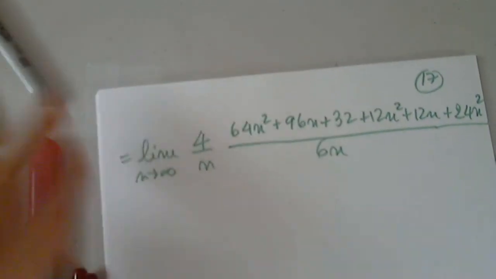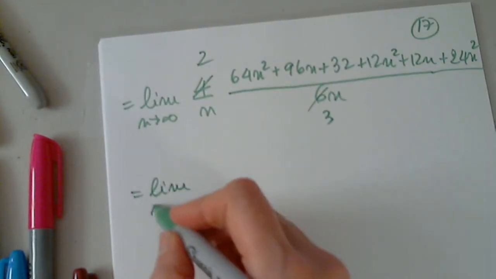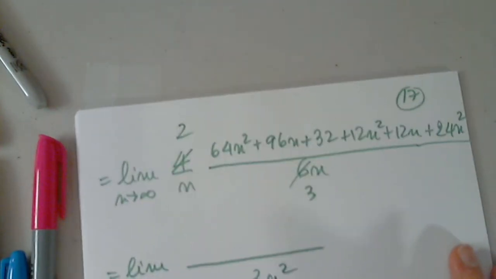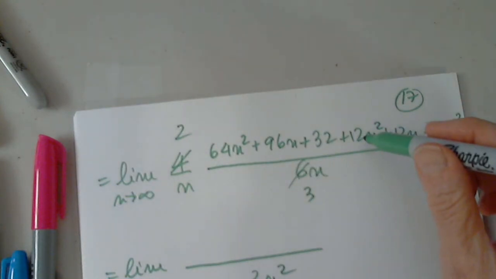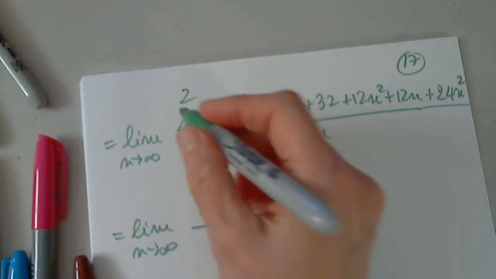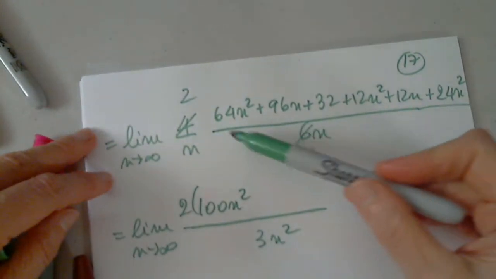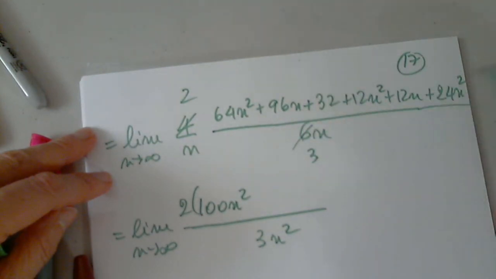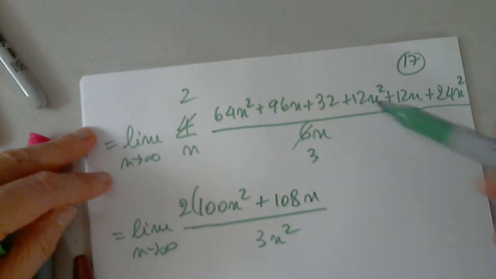Okay. Now I can simplify a little bit. So limit as n approaches infinity. The denominator is 3n squared. And let's see what we have at the top. 64 plus 24. That is 88. 88 plus 12 is 100. Don't forget about the 2. I was talking to myself, not to you. Okay. One more time. So this is indeed 88. 100, yes. 96 plus 12, right, is 108n and plus 32.